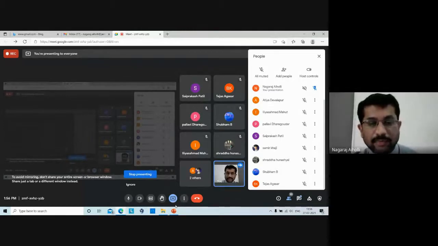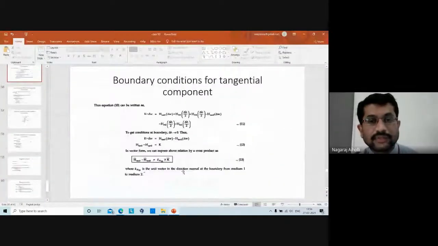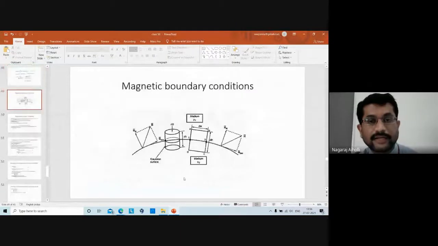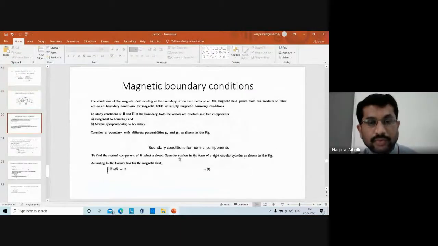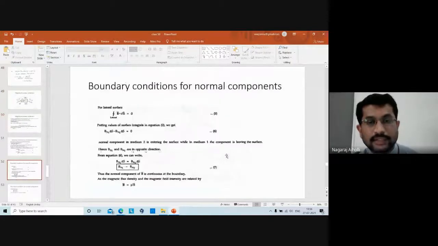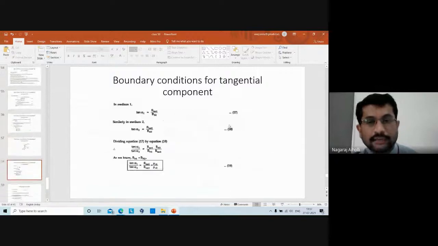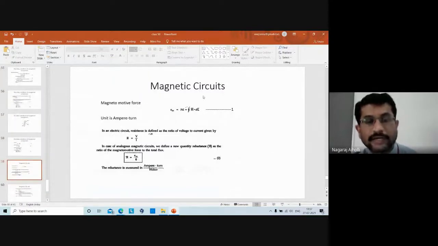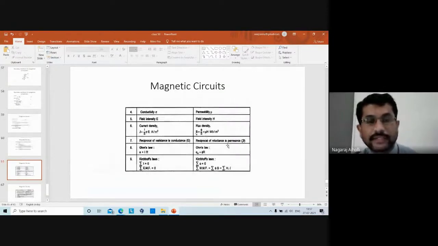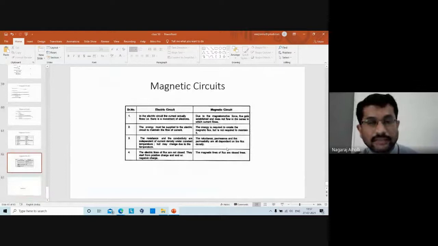I'll just give a recap of today's class, students, quickly. In today's class, we have studied the magnetic boundary conditions. We found the boundary conditions for normal components, then boundary conditions for the tangential components. Then we covered the topic on magnetic circuits, first the comparison between the electric circuit and the magnetic circuits. So that's all for today's class. In the next class, we will be taking up the topic on inductance and mutual inductance. Okay. Thank you.